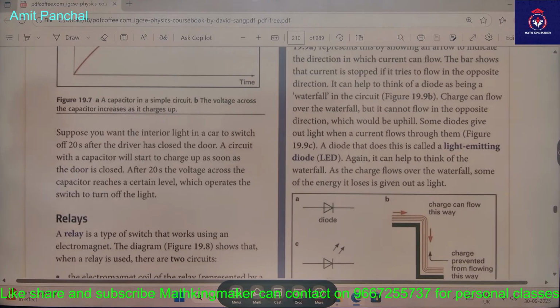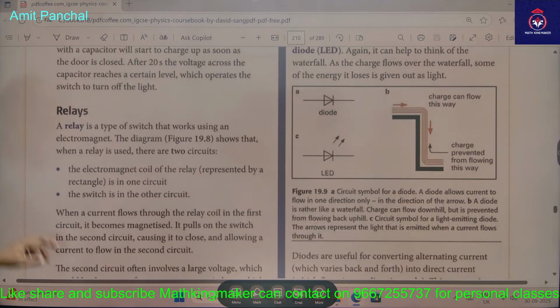Suppose you want the interior light in a car to switch off 20 seconds after the driver has closed the door. A circuit with a capacitor will start to charge up as soon as the door is closed. After 20 seconds, the voltage across the capacitor reaches a certain level which operates the switch to turn off the light. So after a certain moment, that light will automatically be off.